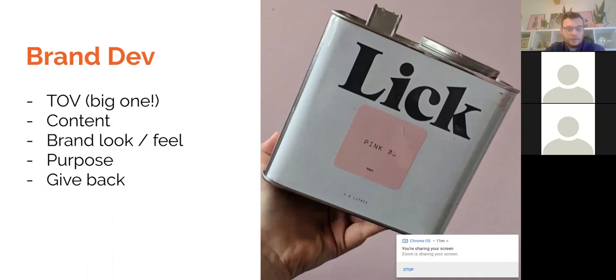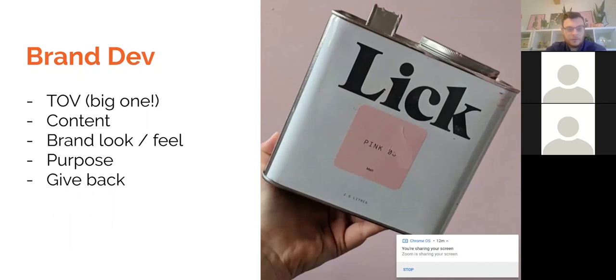I was won over by Lick before I even knew what their purpose was really. I wouldn't say I was an advocate yet. Now I know their purpose, then I am, but it is something that just catches the consumer and hooks them in. And then when they read a little bit more, they understand the purpose. And it's just getting them on that pathway to advocacy.